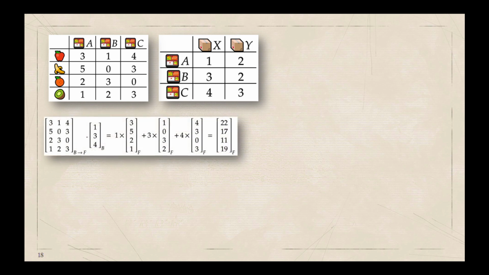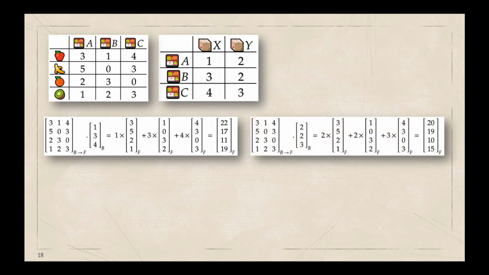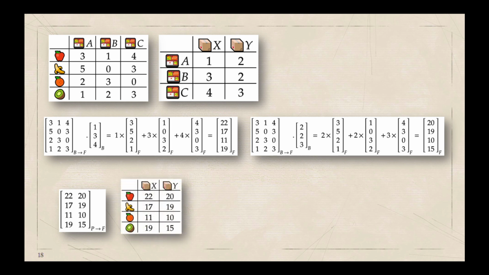So what we see here is the number of fruits that are in package X. Similarly, we can find the combination of fruits in package Y. Finally, we can combine both these results and form a direct matrix from package world to fruit world. Or in our simple content chart form, we can show it as follows.